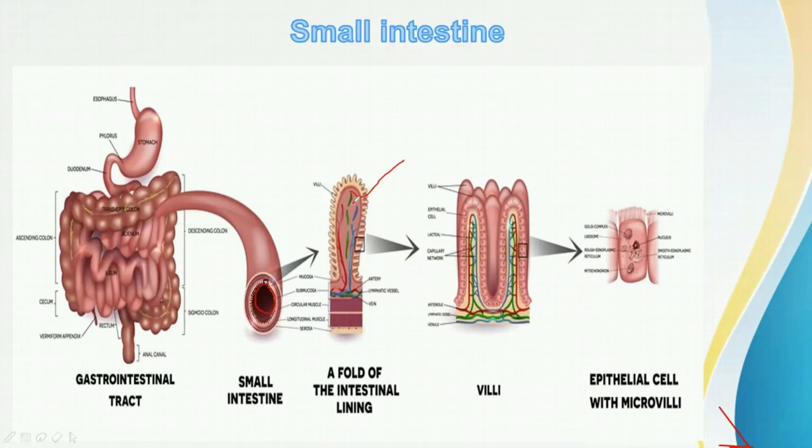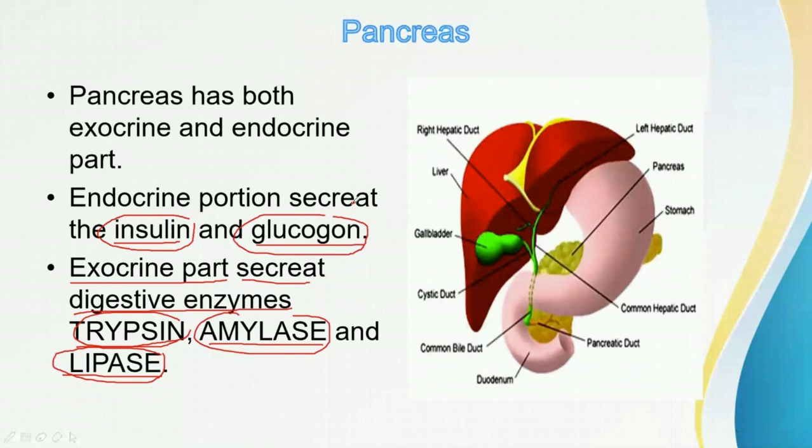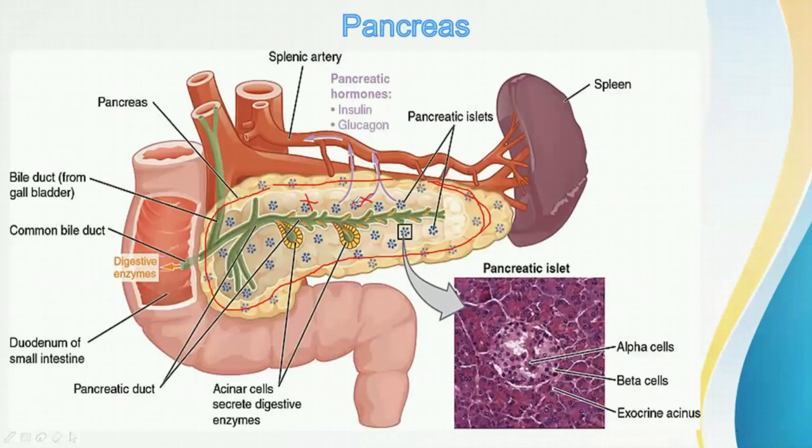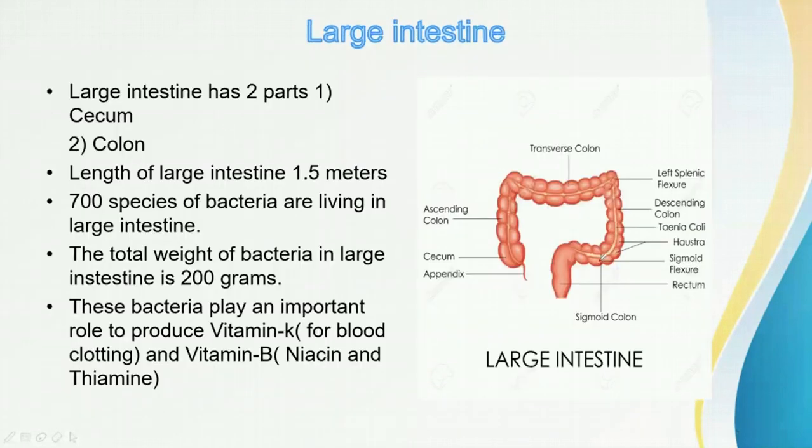Later on, the food passes into the large intestine. This large intestine has two parts. One is the cecum. This is the cecum part, and from here, this we call the colon part. The end of the colon part has again two parts: one is the rectum, and the second one is the anus.